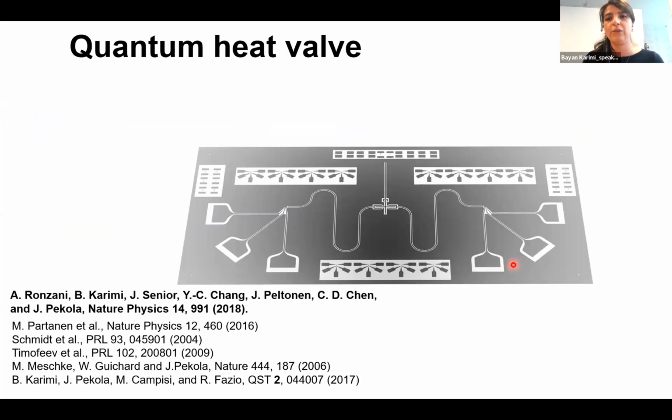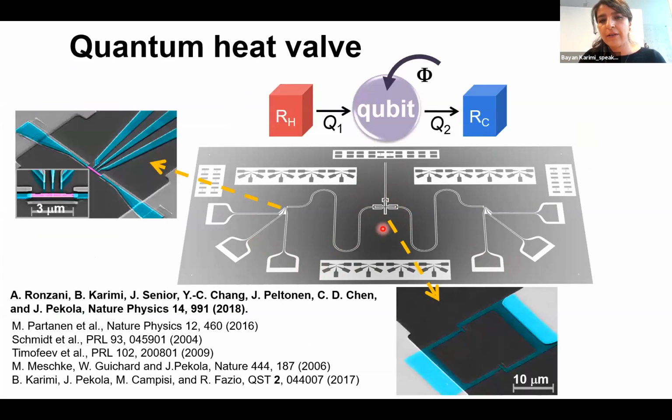And then we can use it in a real circuit that you can see, for example, which we call a heat valve, a quantum heat valve. So how does it work? Here you can see schematically the circuit. We have a qubit, a simple SQUID to which we can apply magnetic flux. And then we have two coplanar waveguides that act as an LC circuit. And then at the end, we shunt it with our usual thermal bath.